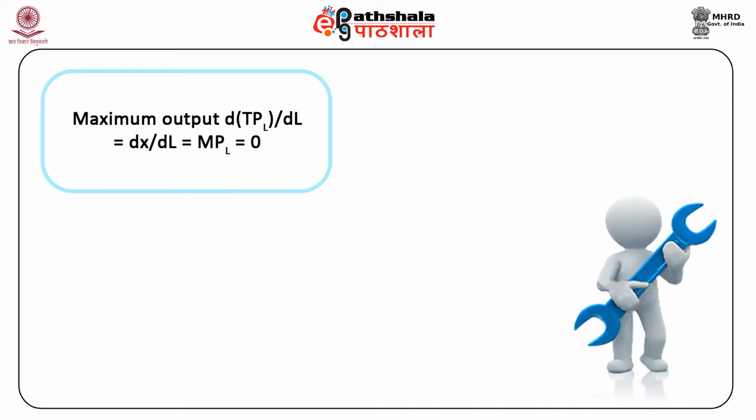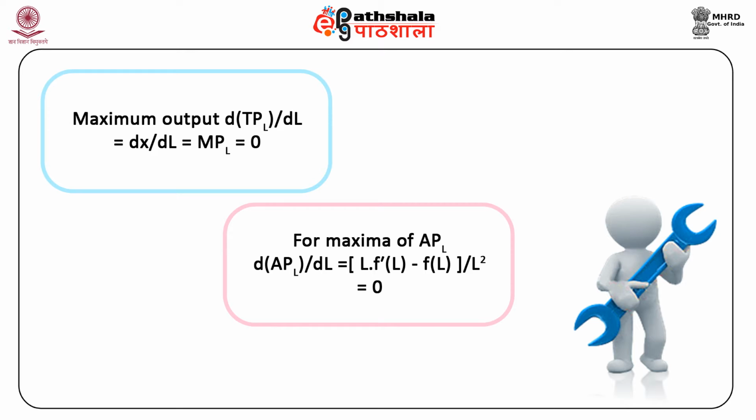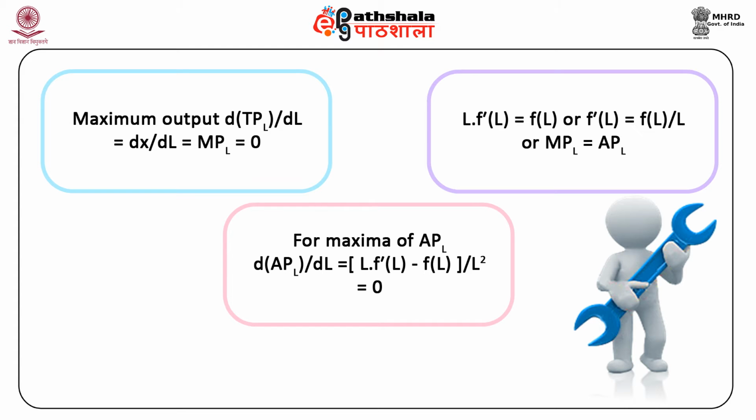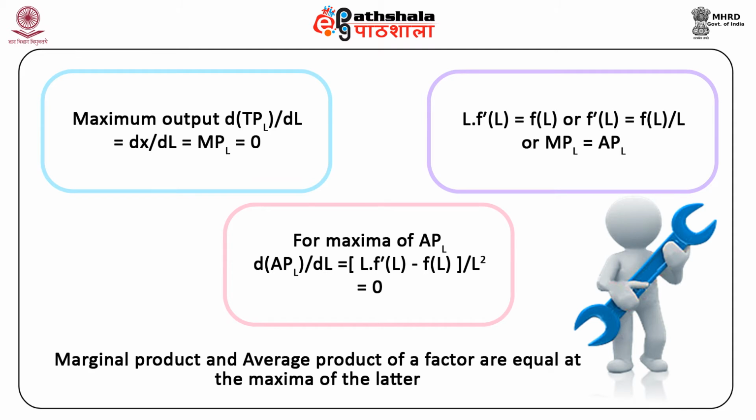equal to 0. Often, we are interested in finding the level of employment of labor at which its average product is maximum. For this, we have dAPL/dL equal to 0, which gives us the condition that MPL is equal to APL. Thus, the marginal product and average product of a factor are equal at the maxima of the latter.